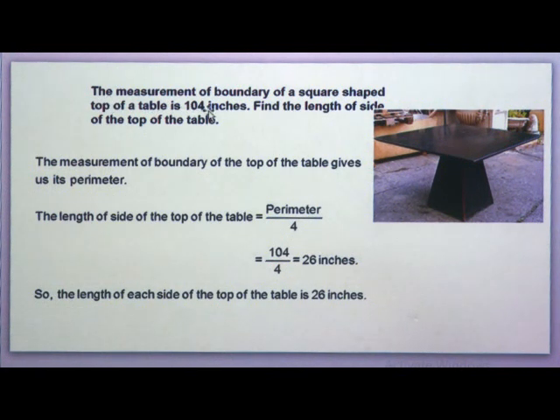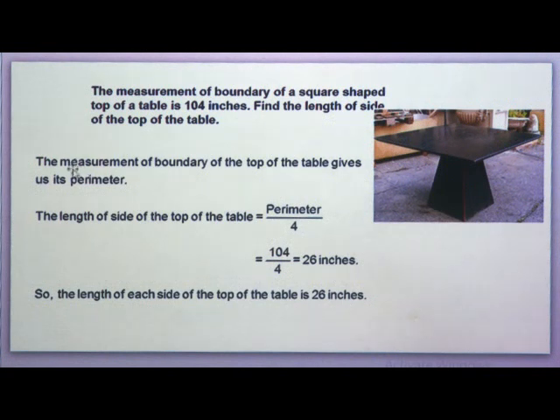The measurement of the boundary of a square shaped top of a table is 104 inches. You may measure in centimeters, but we can also measure in inches. This is a small figure, a table, so we measure it in inches. The boundary of the square shaped top of a table is given as 104 inches. Find the length of a side of the top of the table.